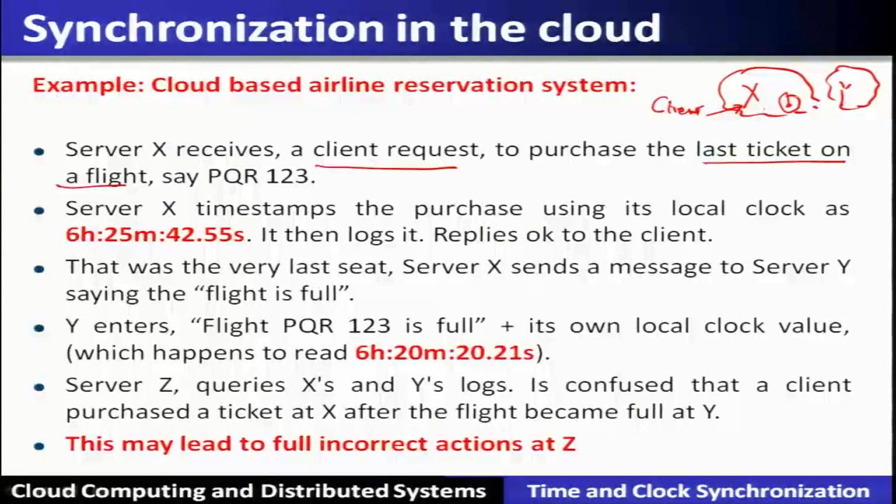Server X timestamps the purchase as 6 hours and 25 minutes. That was the last ticket. After the purchase of the ticket, the timestamp at which this ticket was sold to the client will be logged and it will send the reply OK back. Since that was the last seat, server X responds to the client, and when the next request comes through the server Y about booking another ticket for the same flight, which is already full, server X will send the message that it is full to the server Y.